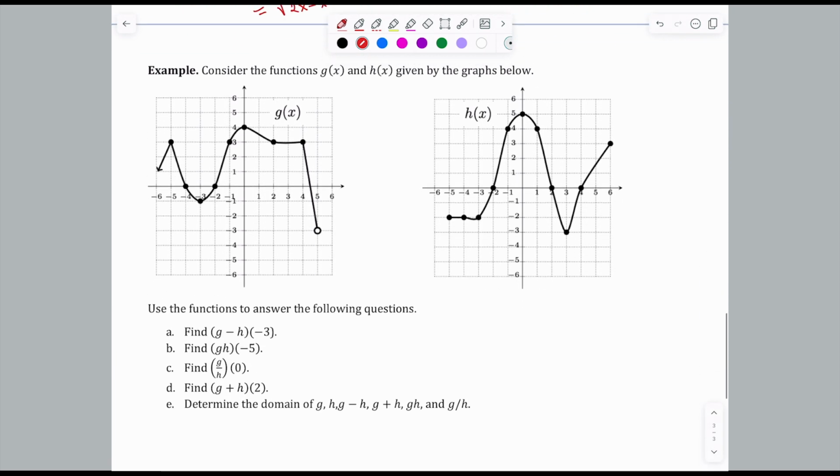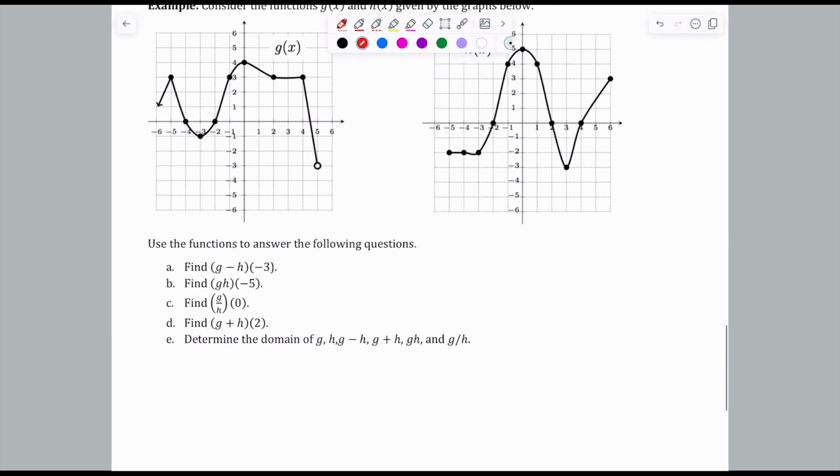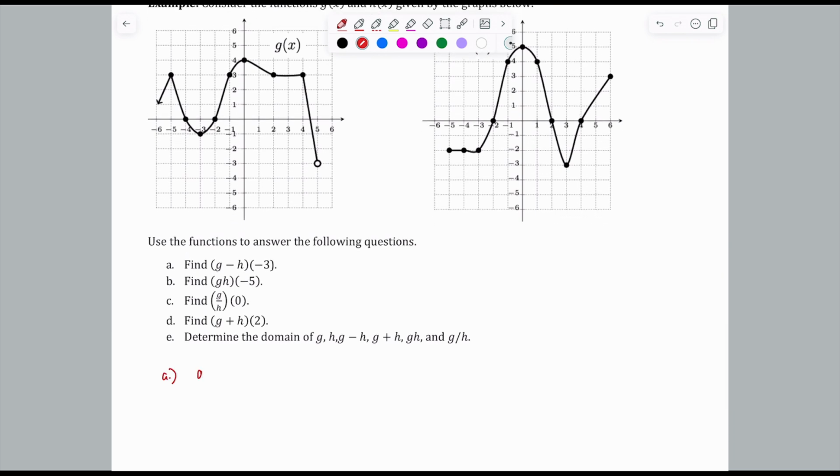Next example. We're given two functions, g of x and h of x, by the given graphs below. Okay, and we want to use these graphs to find particular function values. All right, so for a here, we're asked to find g minus h of -3. So by definition, this is g of -3 minus h of -3.